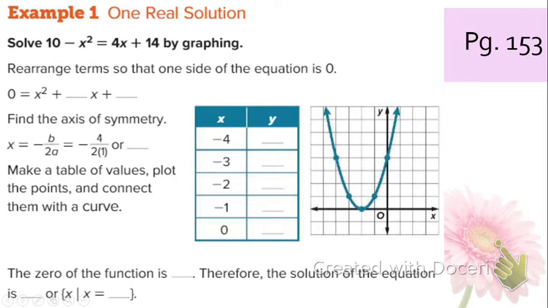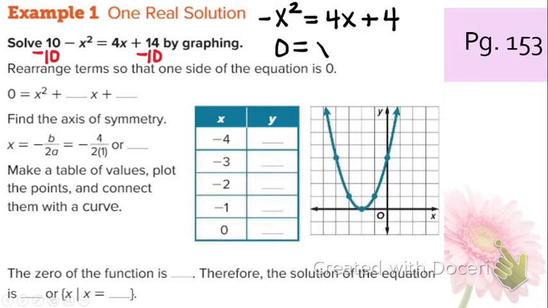The way they did that was they subtracted 10. So first you would subtract the 10 from 14, which would give you -x squared equals 4x plus 4. And then they added the x squared over, and that's how they got 0 equals x squared plus 4x plus 4. This is the format. It has to equal 0. So your equation becomes 0 equals x squared plus 4x plus 4.